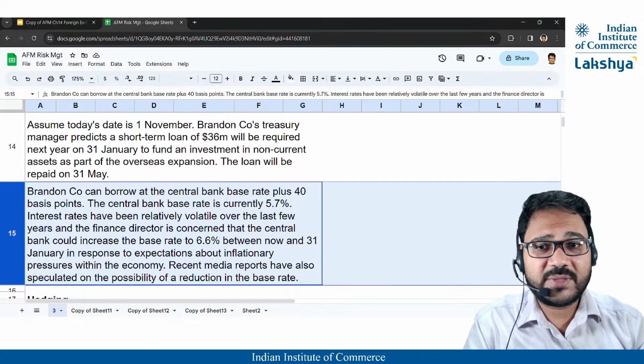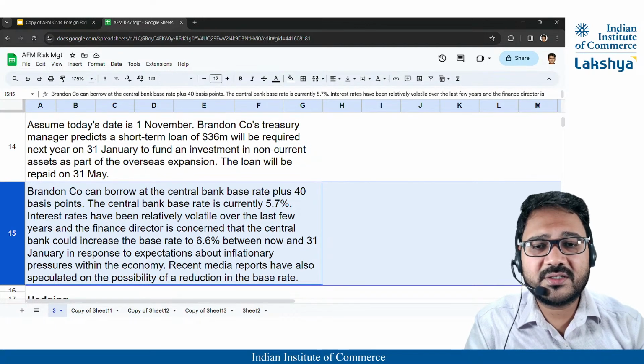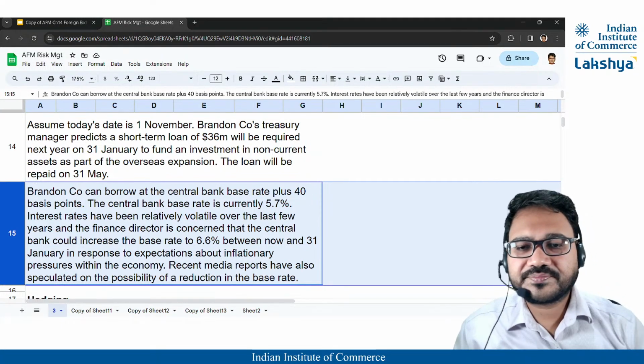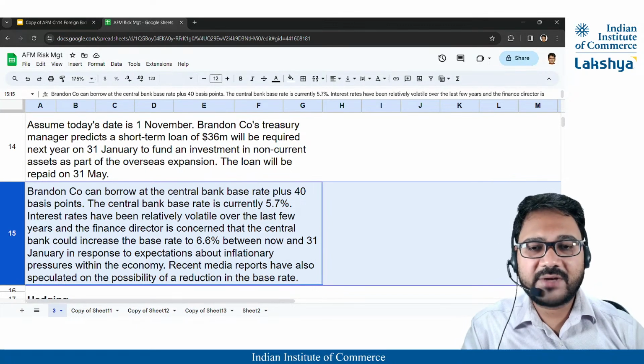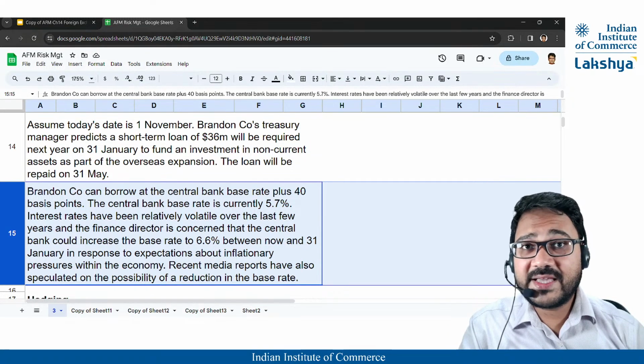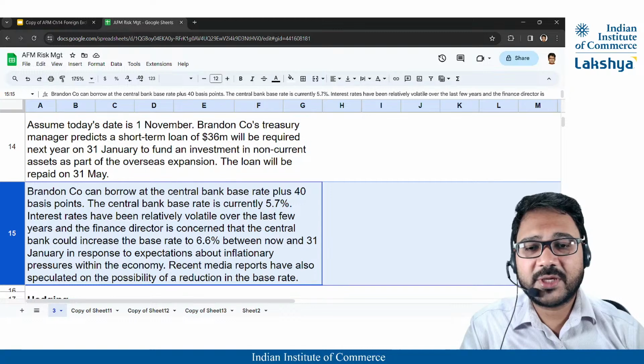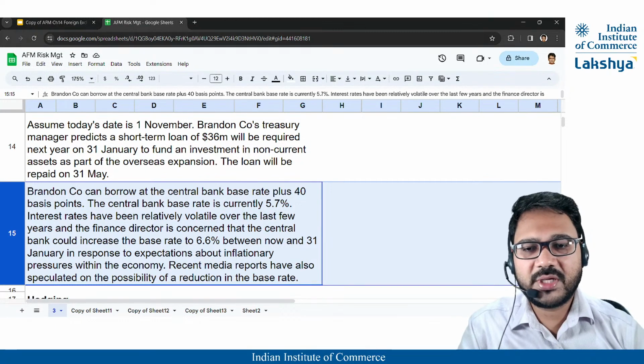Currently it's just 5.7. He is expecting a 90 bips rise in interest rates. Since we require a loan, that would be an adverse movement for us. And why is he expecting a rise in interest rates? Because of the inflation which is in the economy.